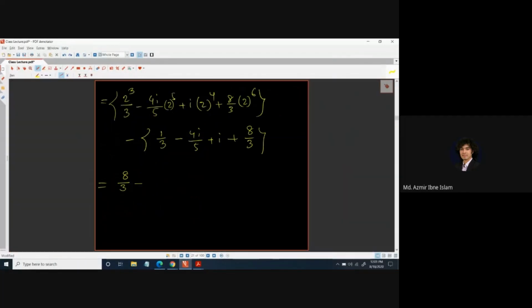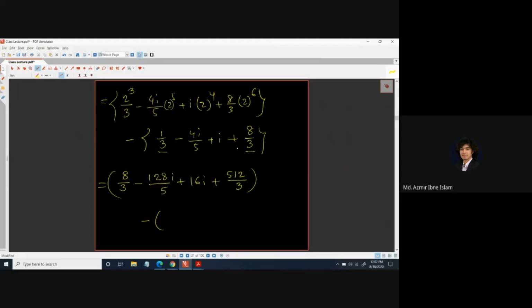So you can see that 2 to the power 5 is actually 32 times 4. That means we have 128i by 5 for the second term. And here 2 to the power 4, that is 16i, plus 2 to the power 6 times 8, that is 512 over 3. Okay, negative, we can add 1 over 3 and 8 over 3.